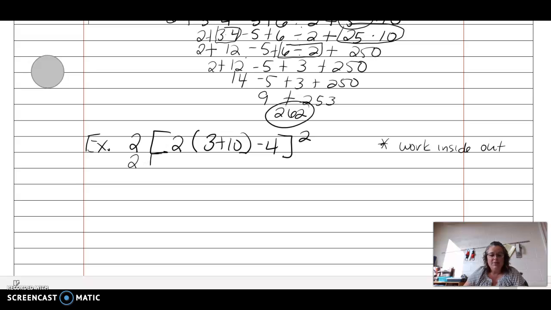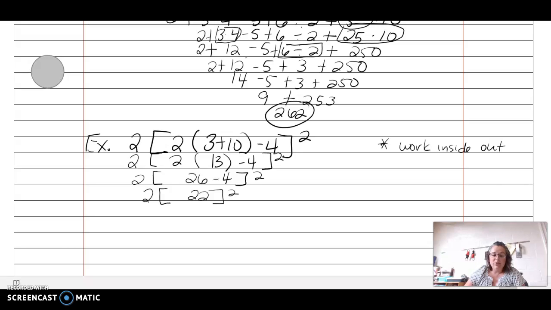So we have the 2 times the bracket. 2 times, well, 3 plus 10 is 13 minus 4. Close the bracket. And this was squared. Still working inside the bracket, but inside here we have 2 times 13 minus 4. According to our order of operations, you have to do the multiplying first. So we have the 2 times 13 gives us 26, and then minus 4, and this was squared. Still working inside that grouping symbol, so you have 26 minus 4 gives us 22, and then squared.